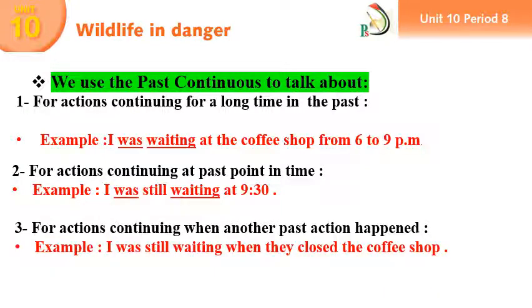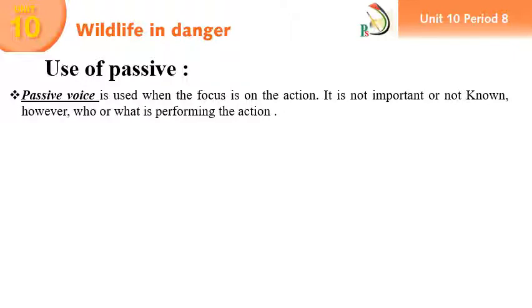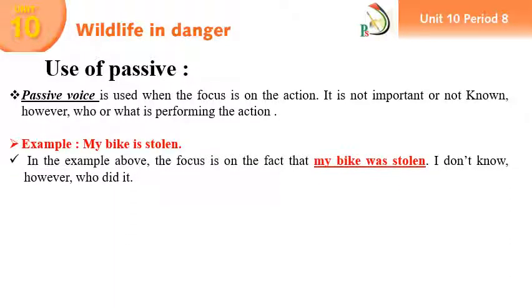Please follow with me. Use of passive. Passive voice is used when the focus is on the action. It's not important or not known who or what is performing the action. Example, my bike was stolen. In the example above, the focus is on the fact that my bike was stolen. I don't know who did it.